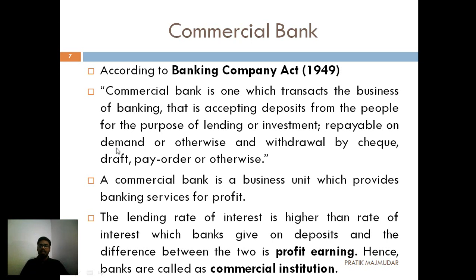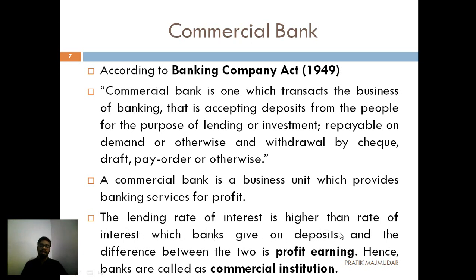Okay, now another definition: a commercial bank is a business unit which provides banking services for profit. That means banking works for the purpose of earning profit, and they do it by providing banking services. Now the next question: how will the banking institute earn the profit? So this is the answer. The lending rate of interest is higher than the rate of interest which banks give on deposits.